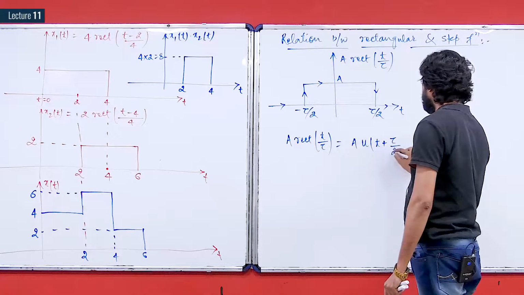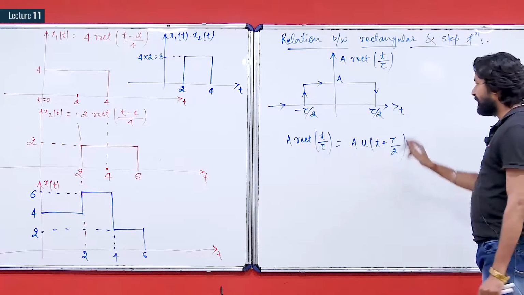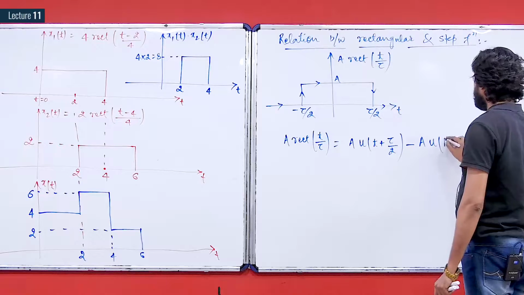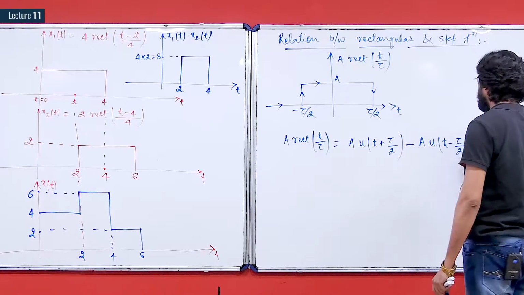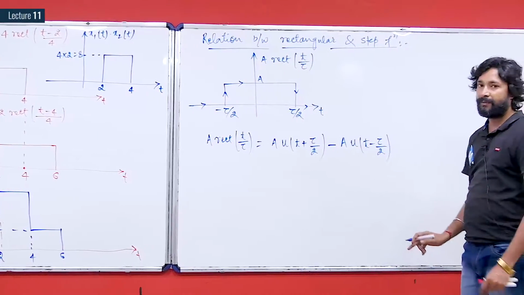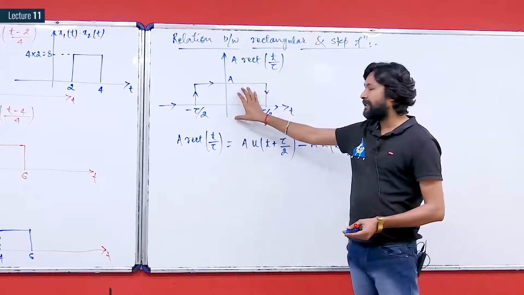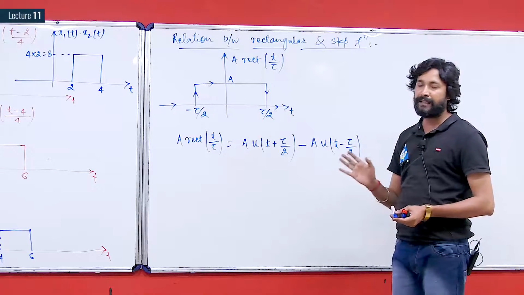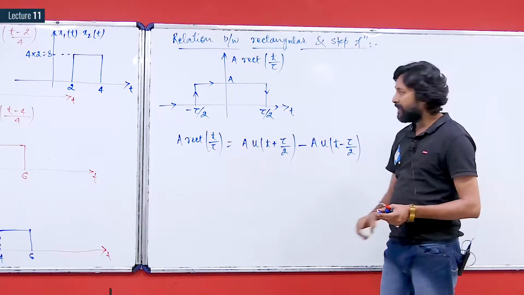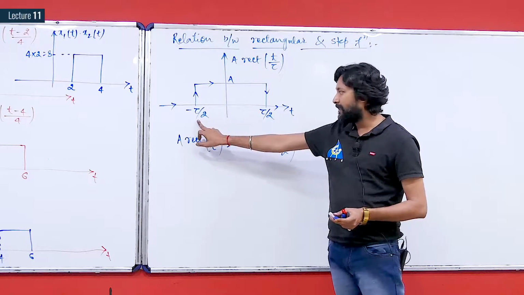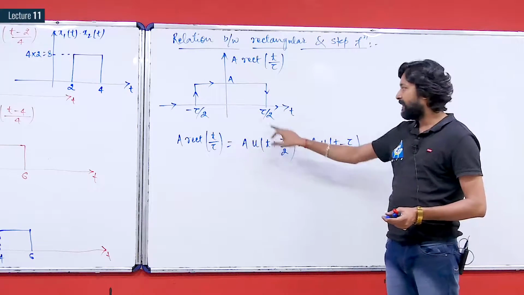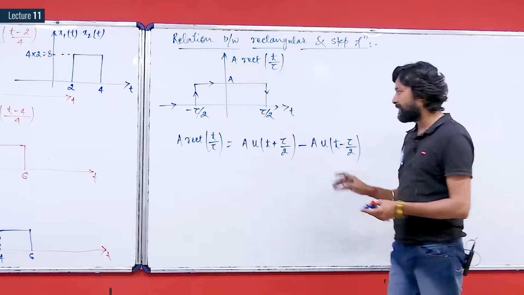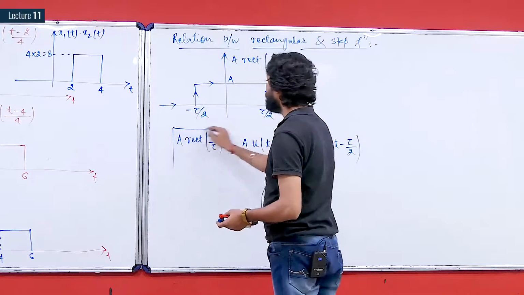So the expression will be a times u of t plus tau by 2, and again you have to subtract one more step from it, which is going to start from plus tau by 2. So you have written the expression as a u of t minus tau by 2. It is nothing but, if the amplitude were a, you have represented this function as u of t minus a minus u of t minus b. So here a is minus tau by 2, so this sign is plus tau by 2, and b is plus tau by 2, so you have written t minus b, that is t minus tau by 2. So it is the representation between a rectangular function and a step function.